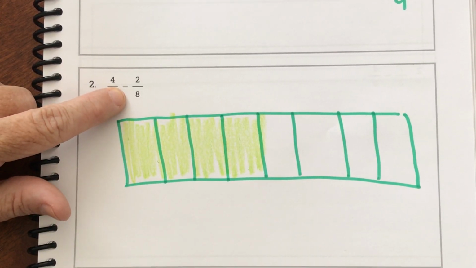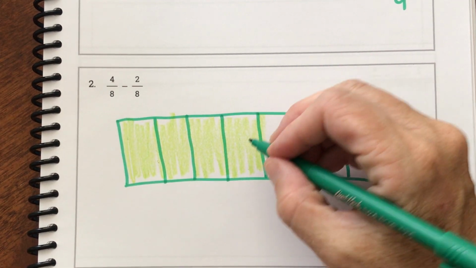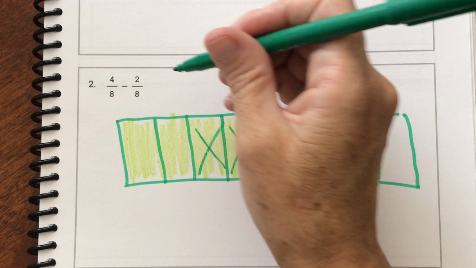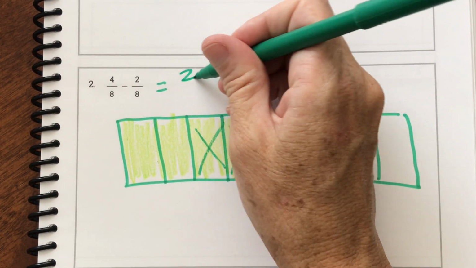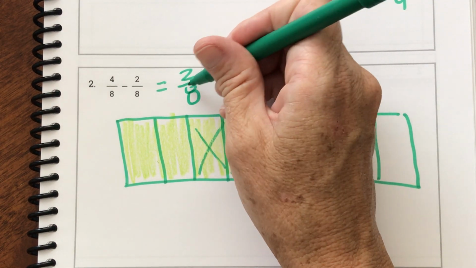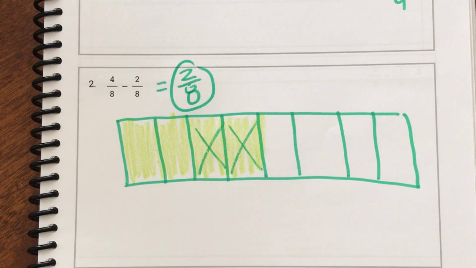Okay, now they want us to take away 2 of the 8. So let's take away 2. And what are we left with? We're left with 2 parts out of the 8 that the whole was cut into. And that is our answer.